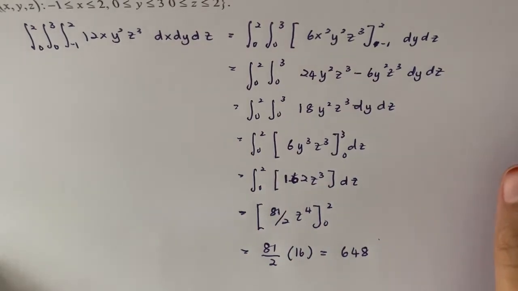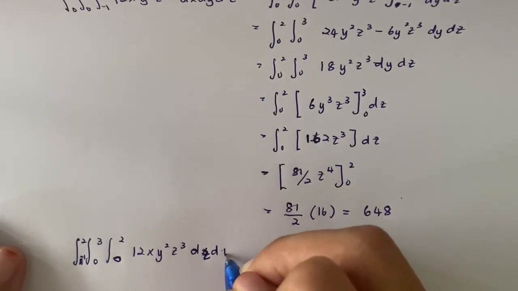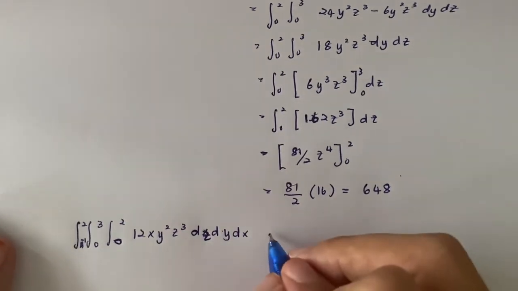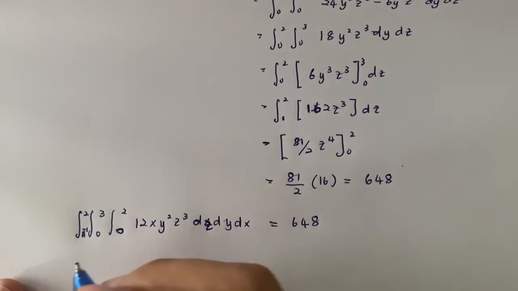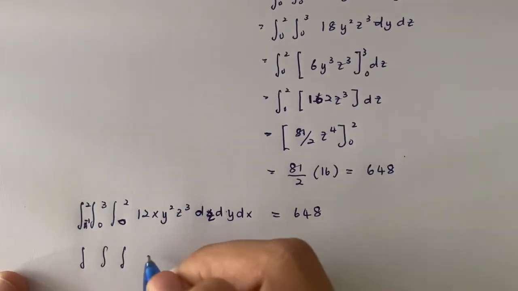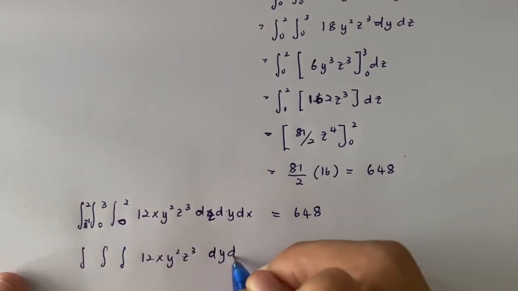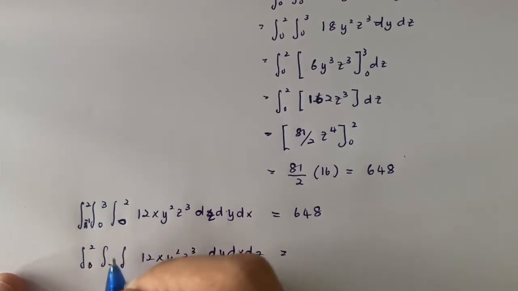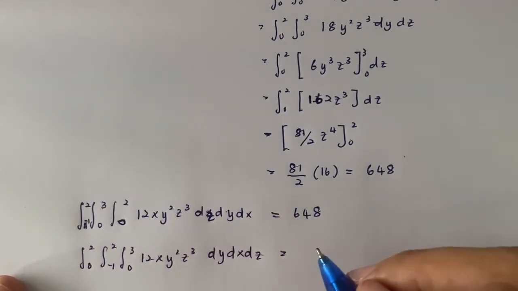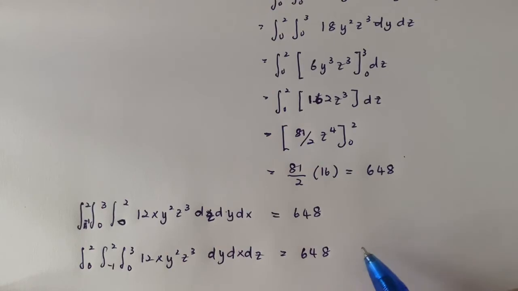Okay, so you can try with dz dy dx. The final answer should be the same, 648. Or you can try the triple integral of 12xy²z³ with dy dx dz, with the corresponding limits. The final answer is the same as well. Any combination of dy dx dz will give the same answer.